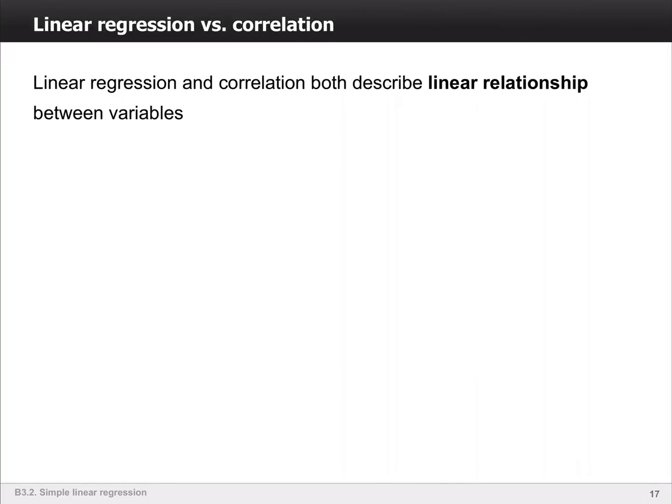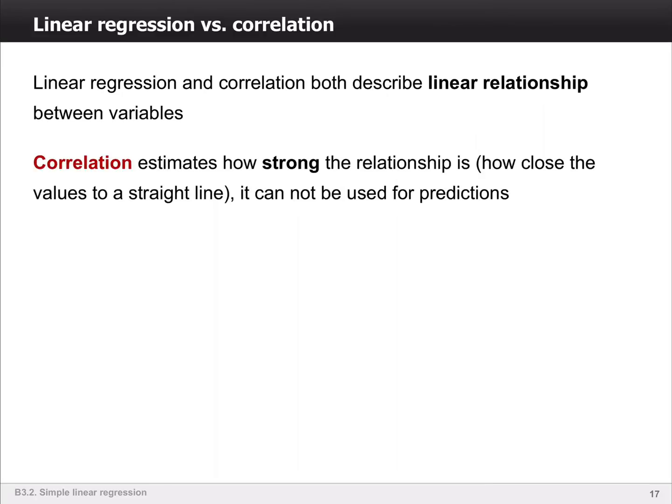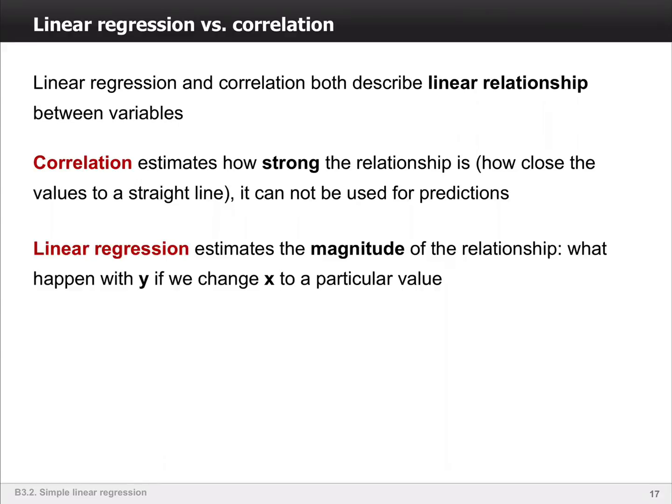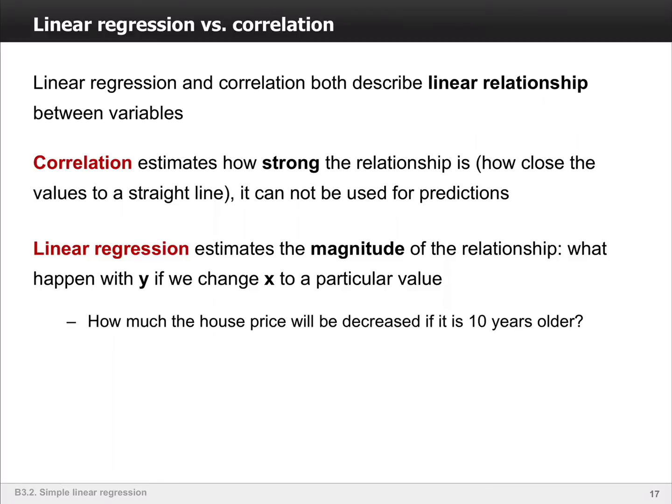Now let's talk about the relationship between correlation and the linear regression model. As we know, both actually assess linearity between two variables x and y. But what's the difference? Well, you remember, correlation tells you how strong the relationship is. So it means how close the points are to a straight line. But you cannot use correlation for predictions. It just tells you how close the points are to the straight line, but it does not give you any idea about the orientation of this line. Linear regression estimates the magnitude of the relationship. It doesn't tell you how strong the relationship is, but it tells you what happens to y if we change x to a particular value.